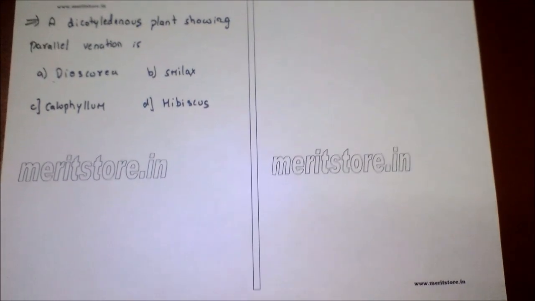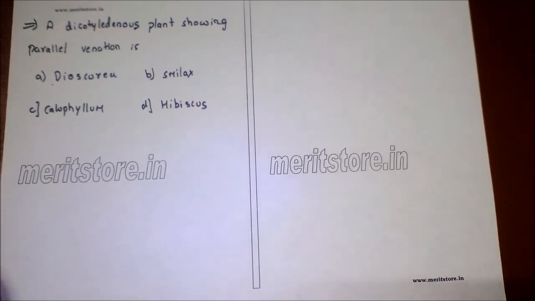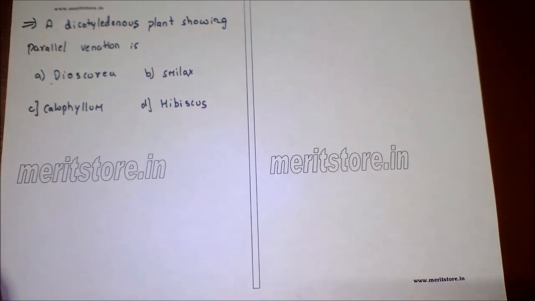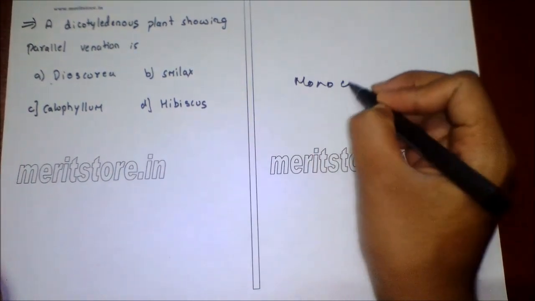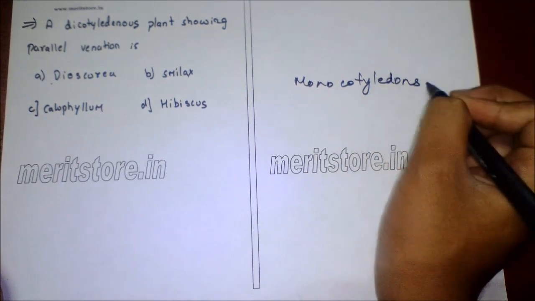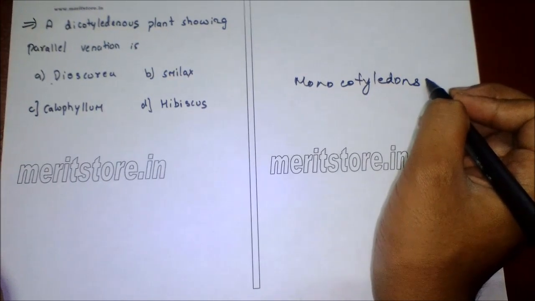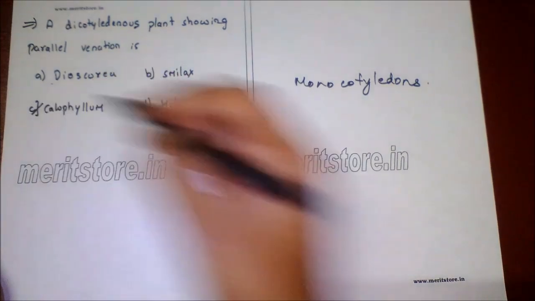A dicotyledonous plant showing parallel venation is: A. Dioscorea, B. Smilax, C. Calophyllum, D. Hibiscus. Parallel venation is the characteristic feature of monocotyledons having single seed. Exceptionally, few dicots show parallel venation like Calophyllum and Eryngium. So option C is the correct answer.